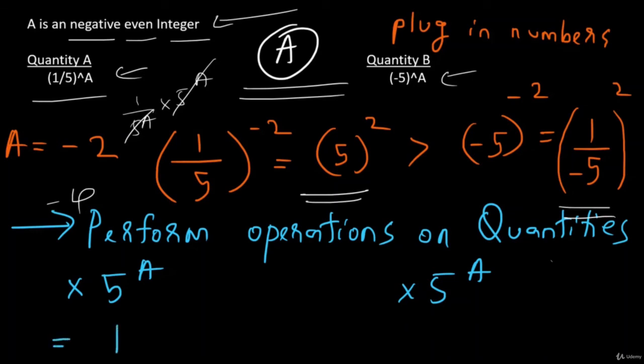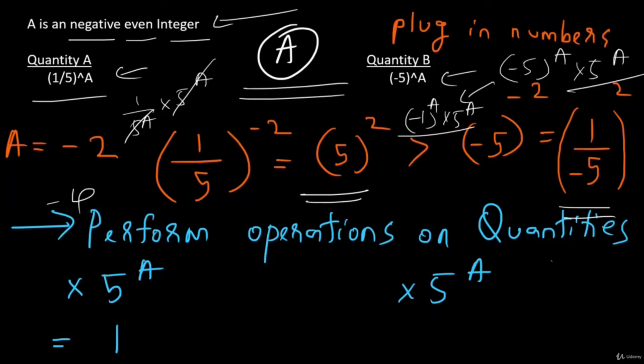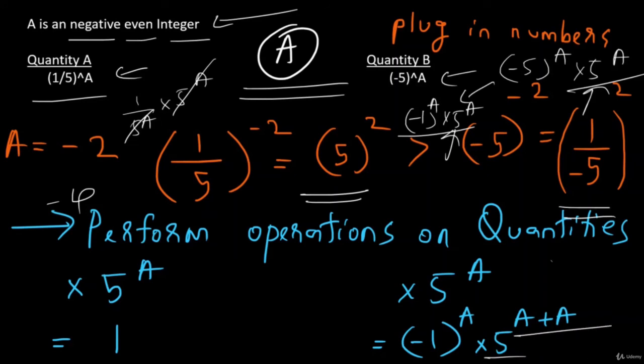What about quantity B? That's minus 5 to the power A into 5 to the power A. So minus 5 to the power A is nothing but minus 1 to the power A into 5 to the power A. So I'm multiplying this with 5 to the power A. So this becomes minus 1 to the power A into 5 to the power A plus A, because the base over here is 5 and it's 5 over here. So I can keep the base as the same and I'm adding the powers.